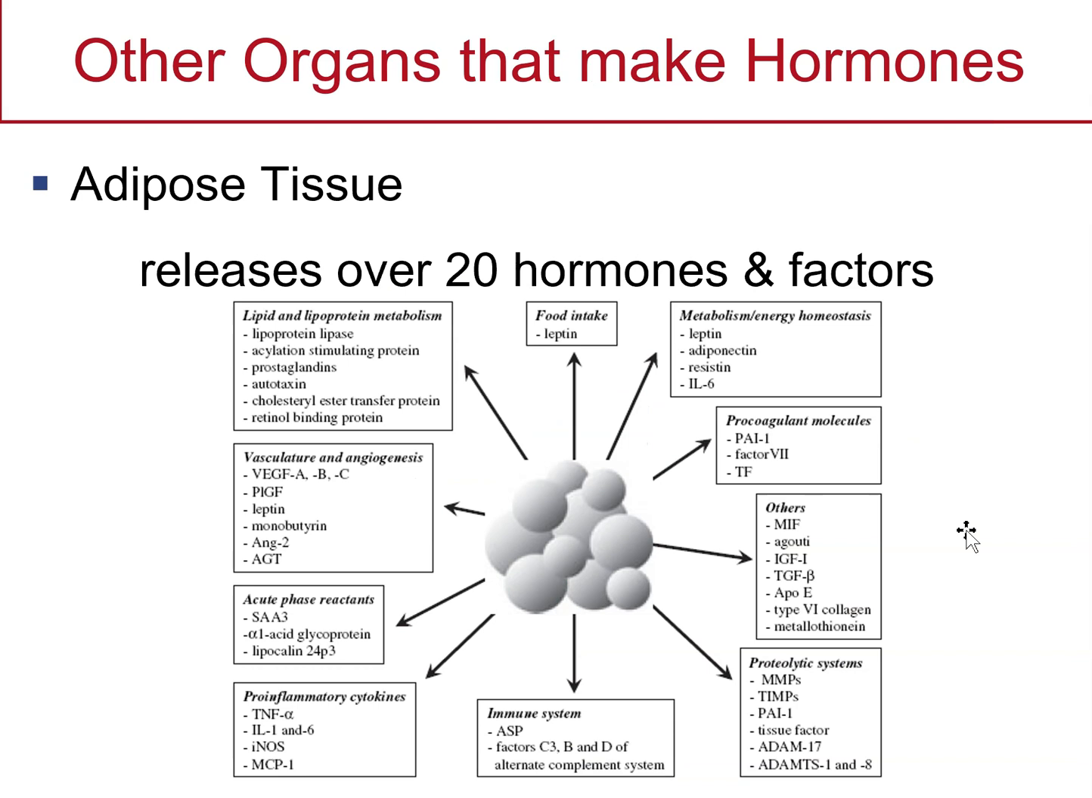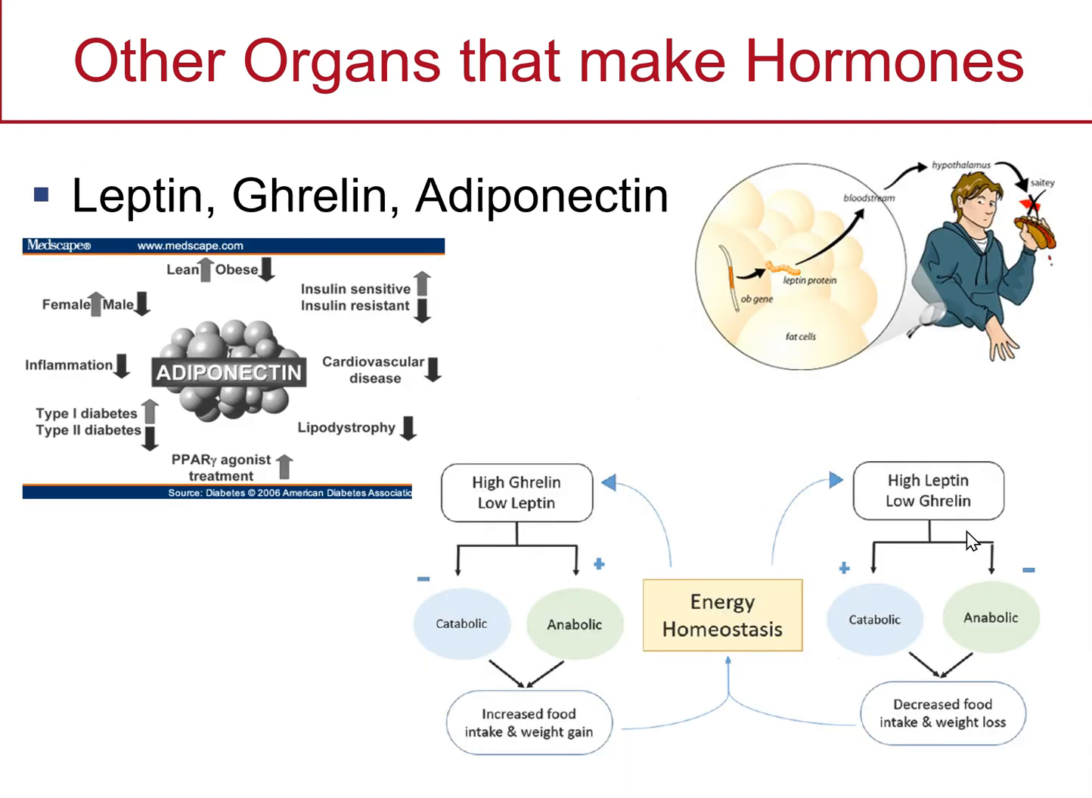Adipose tissue, I'm not saying a whole lot. There's a lot of hormones that come from it. I just want you to understand that adipose tissue releases a lot of different hormones. There's over 20 different hormones and factors that cause inflammation that come from our adipose tissue. The ones we're going to look at are leptin from adipose tissue and adiponectin. These come from adipose tissue.